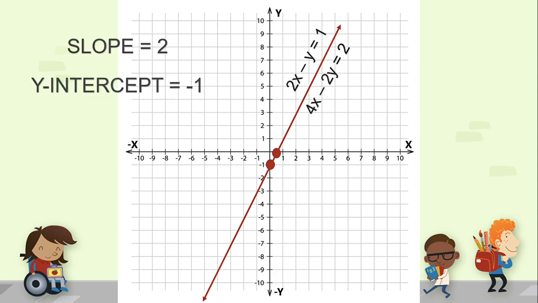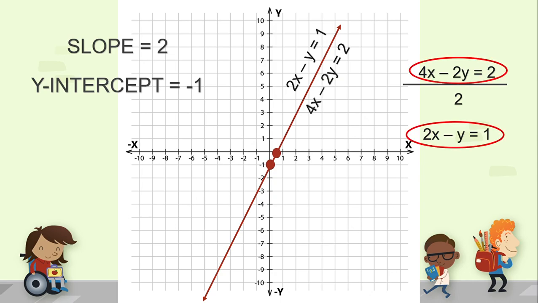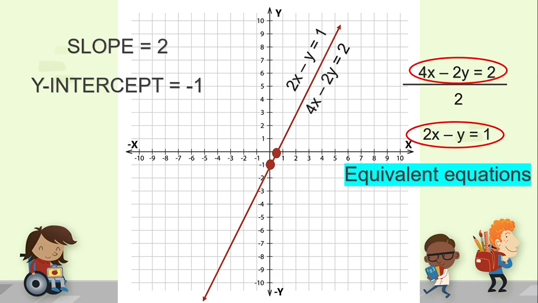And these lines overlap. If both sides of 4x minus 2y is equal to 2 are divided by 2, the result is 2x minus y is equal to 1. These two equations are called equivalent equations.